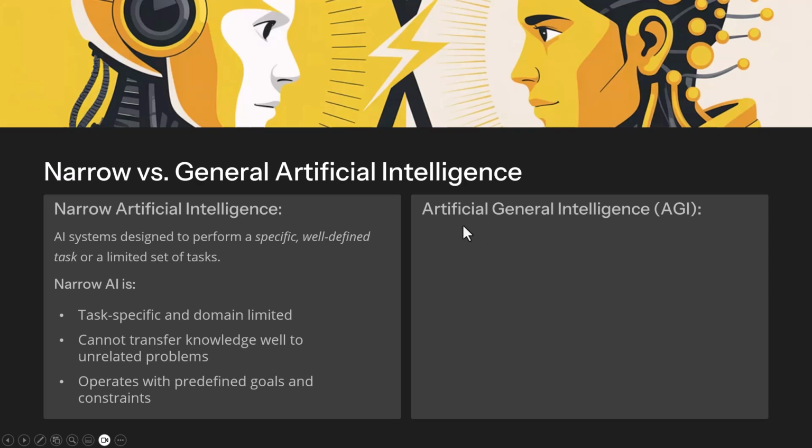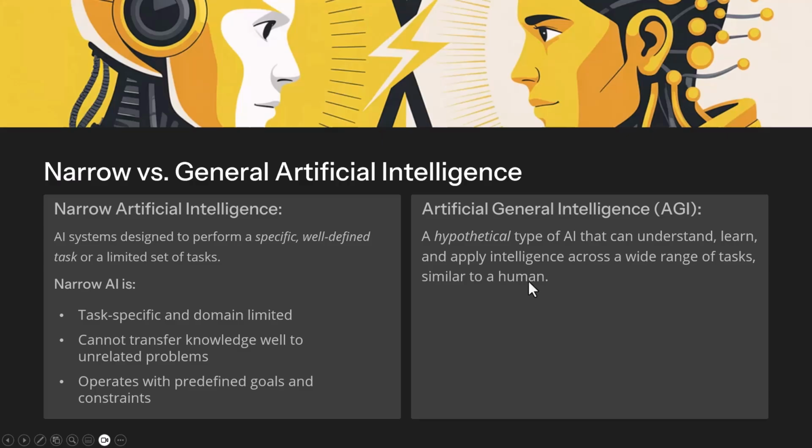Whereas artificial general intelligence, or AGI, which sometimes I've even seen called ASI for artificial super intelligence, is something that doesn't really exist quite yet. It's more of a hypothetical idea. It's a hypothetical type of AI that can understand, learn, and apply intelligence across a wide range of tasks, more similar to a human. So this type of intelligence could not only play chess, but it could also play other games, and it could also act as a chatbot and answer questions. It can do a very wide variety of tasks.